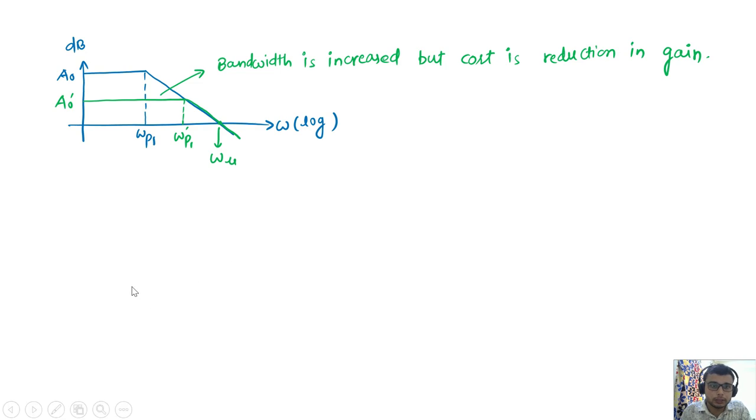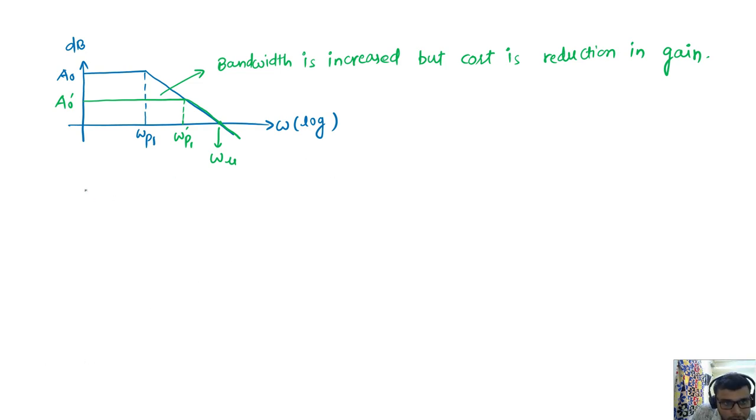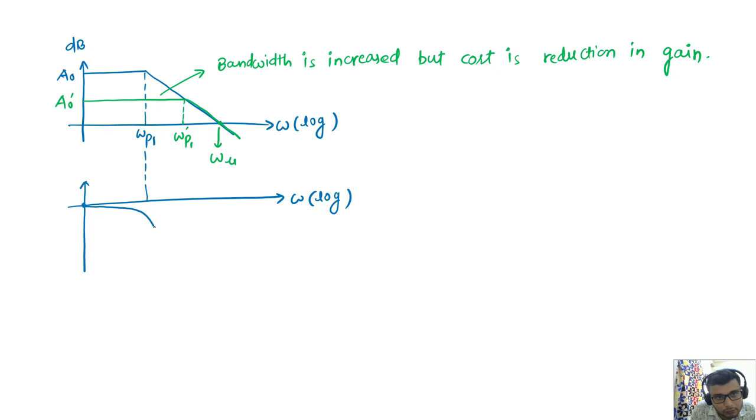Now one thing that I will also analyze here is stability. Of course, a first order system is unconditionally stable. Still, I would like to compare both open loop and closed loop gains and their phases also. So for the first order system, this is my omega p1. Somewhere here the phase will be minus 45, and after that it will go to minus 90.